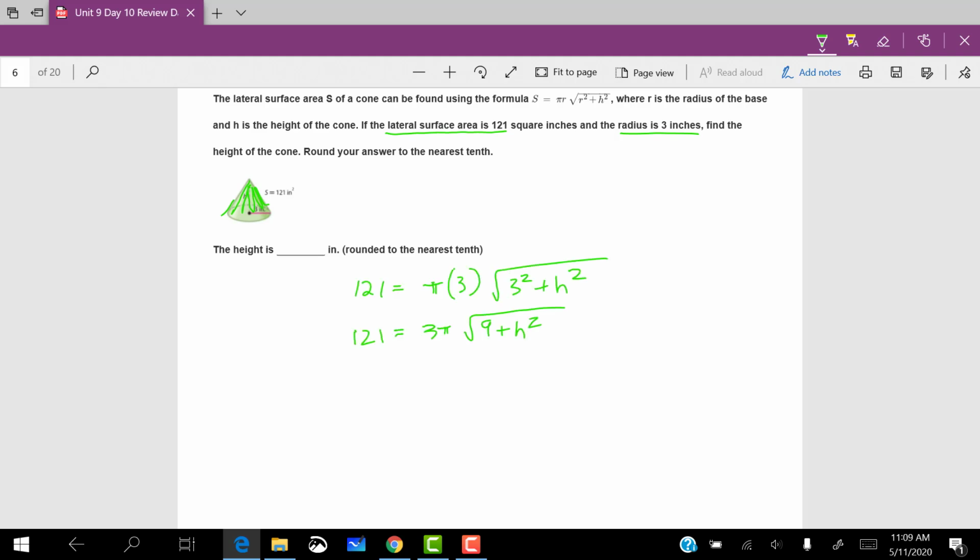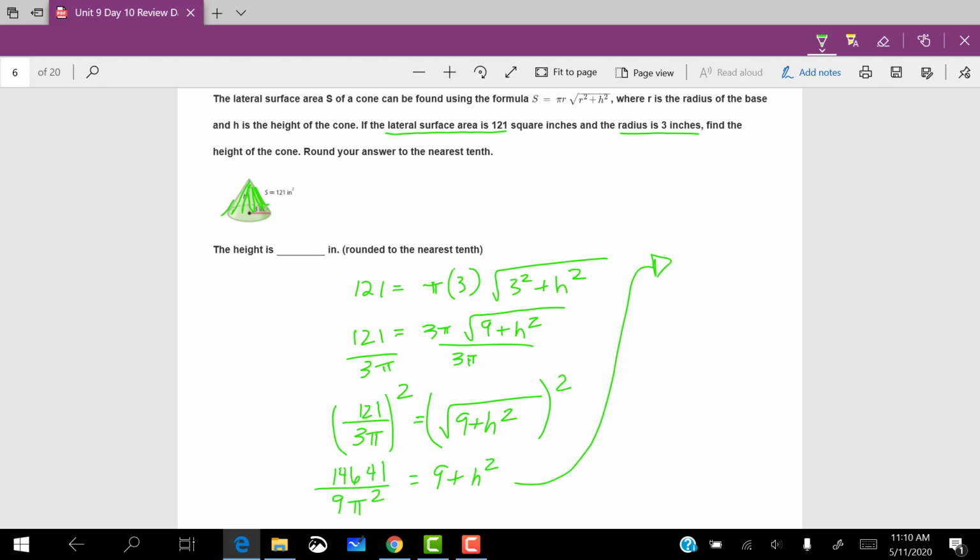Now to solve this, I want to isolate that square root. So I'm going to divide both sides by 3 pi. And then I want to square both sides. To get rid of the square root, I'm going to subtract 9 from both sides. And now that's an h squared, so now I've got to take the square root of both sides. I don't have to worry about a negative answer because I know that height has to be positive. So I'm going to go ahead and put that in my calculator all at once, being really careful about my parentheses. If I round to the nearest tenth, I get 12.5.